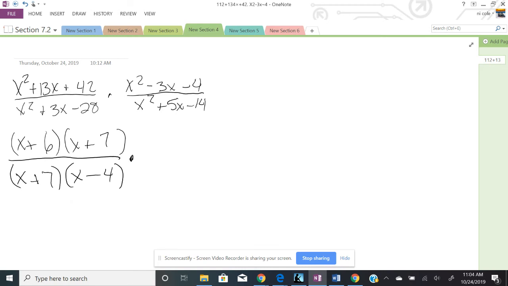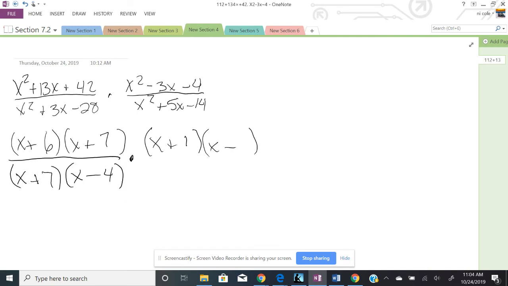And do show me, continue to show me that work. These are big problems, I know, but just continue to show me this work. Okay? All right, so here we go again. We're going to factor. We need a plus and a minus to get that negative sign in front of the 4. What makes 4? 1 and 4 or 2 and 2.